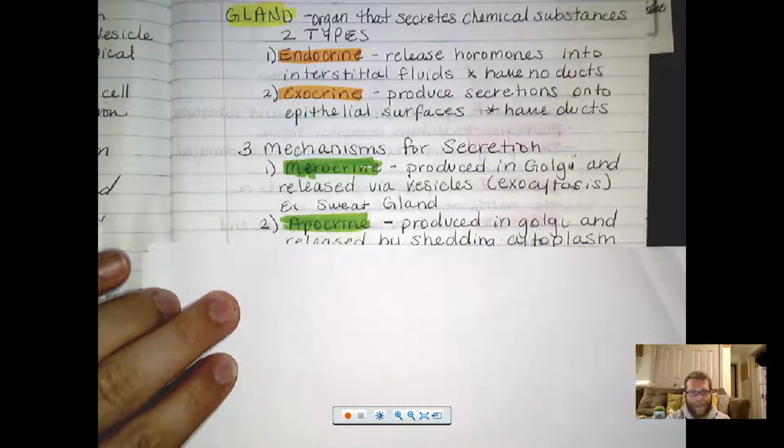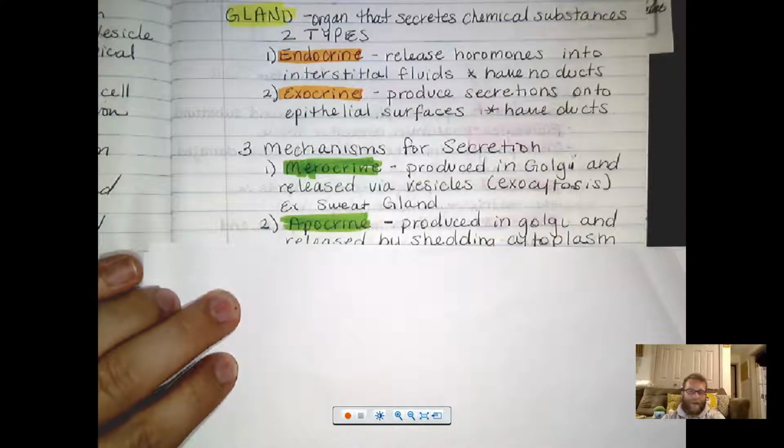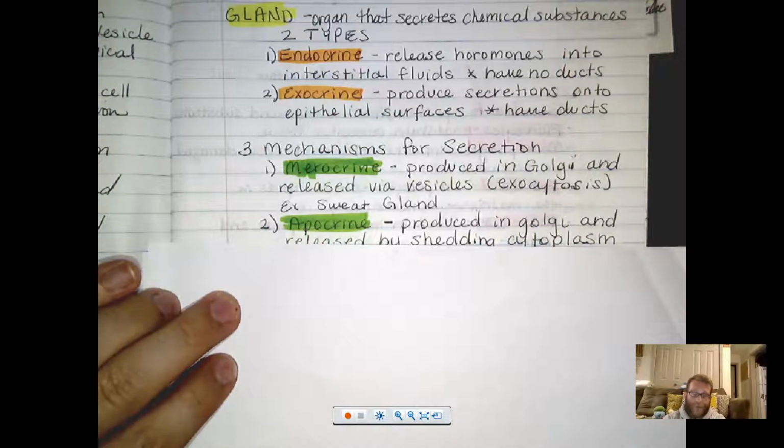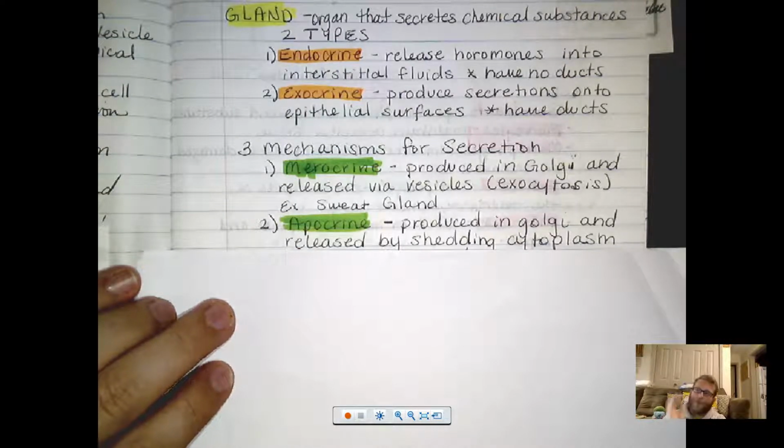Apocrine, A-P-O-C-R-I-N-E. Apocrine secretions are again where you have a molecule produced by the cell and packaged up in the Golgi, and those produce vesicles. What's different from apocrine compared to merocrine is that in an apocrine cell, you're actually shedding part of the cytoplasm. You're cutting off part of the cell in order for that material to be released. You use cytokinesis to bring in the sides of the cell and pinch off the part that has all those vesicles in it, to be released to the outside.